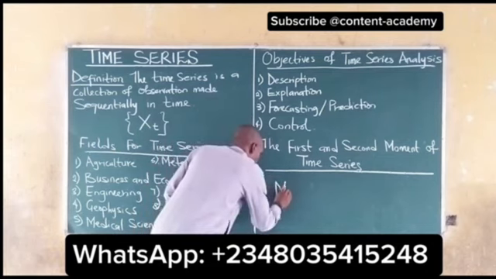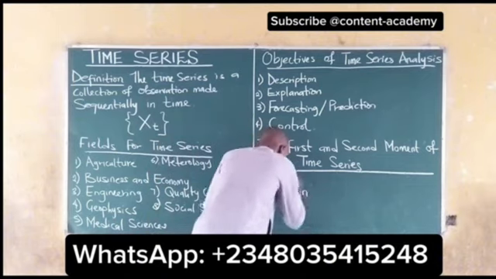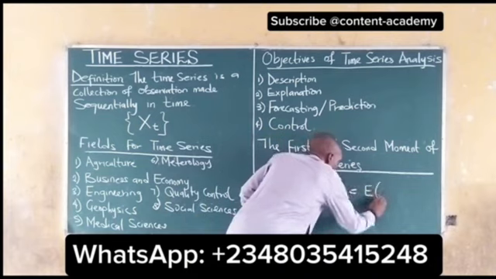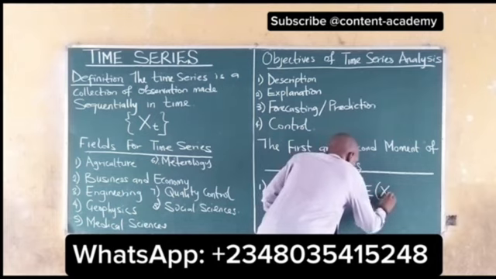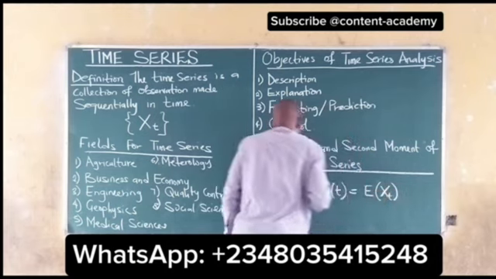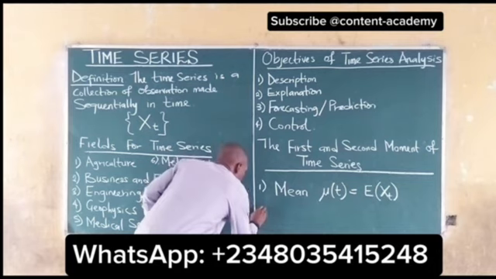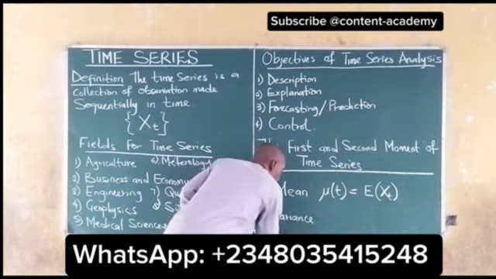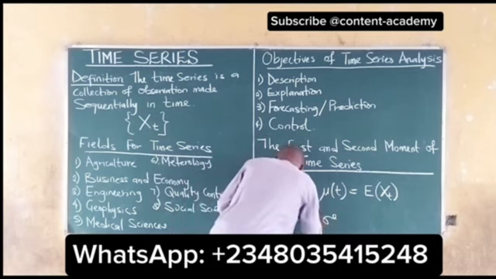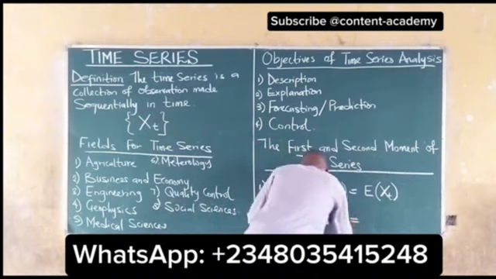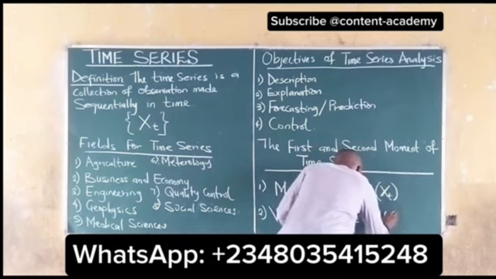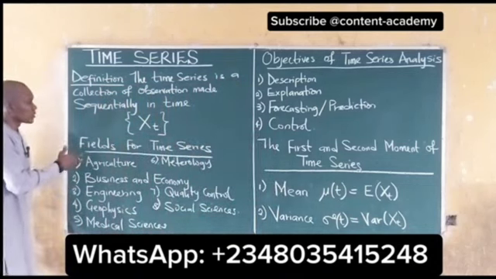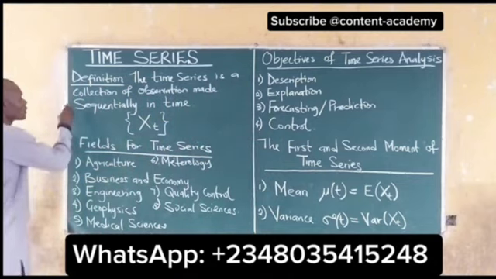One, we have the mean, which is denoted as mu t, and is equal to the expected value of xt, which is the value of the time series. Also, we have the variance, denoted as sigma squared t, which can be written as the variance of xt. And this is also equal to, so we'll move over to the other side of the board to finish that. We have to clean this side.